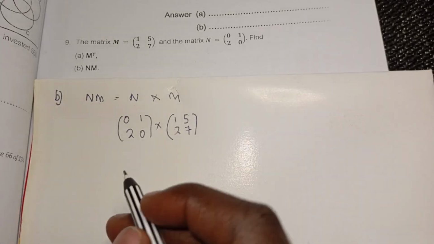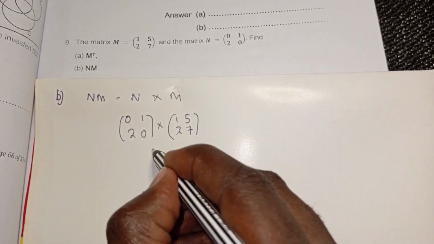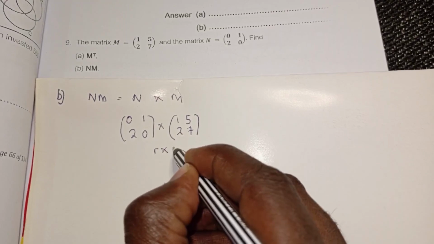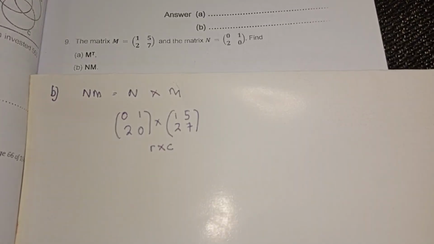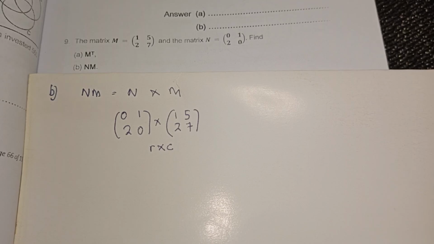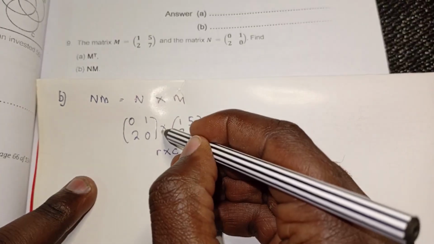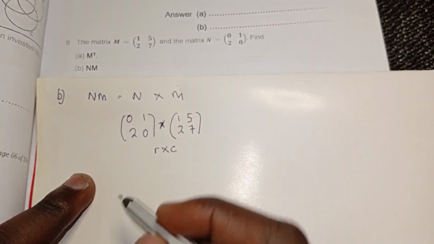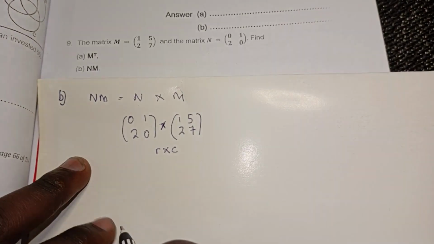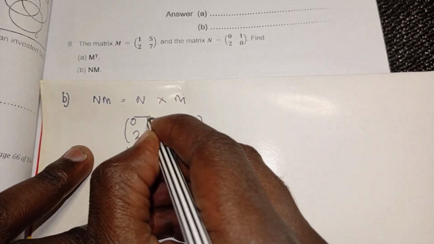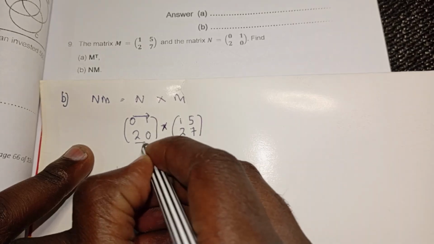Now we're going to multiply row by column. There's a video I made that explains how to multiply a row by a column. If it isn't clear, you can watch some of my previous videos on my YouTube channel. So multiply a row by column. This is row number 1, this is another row.